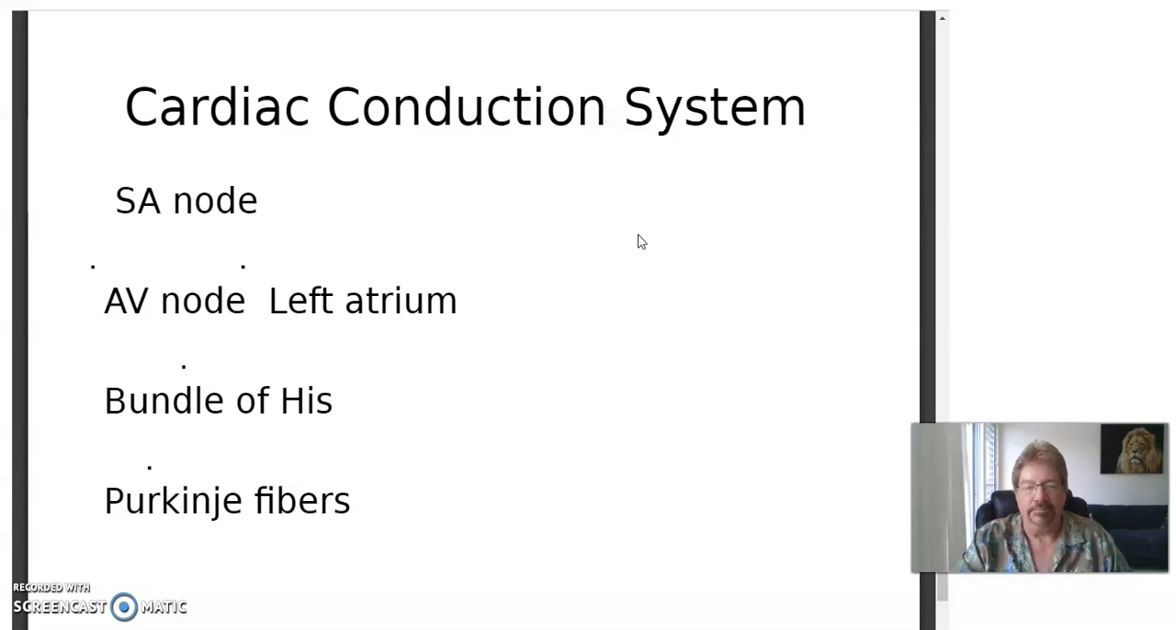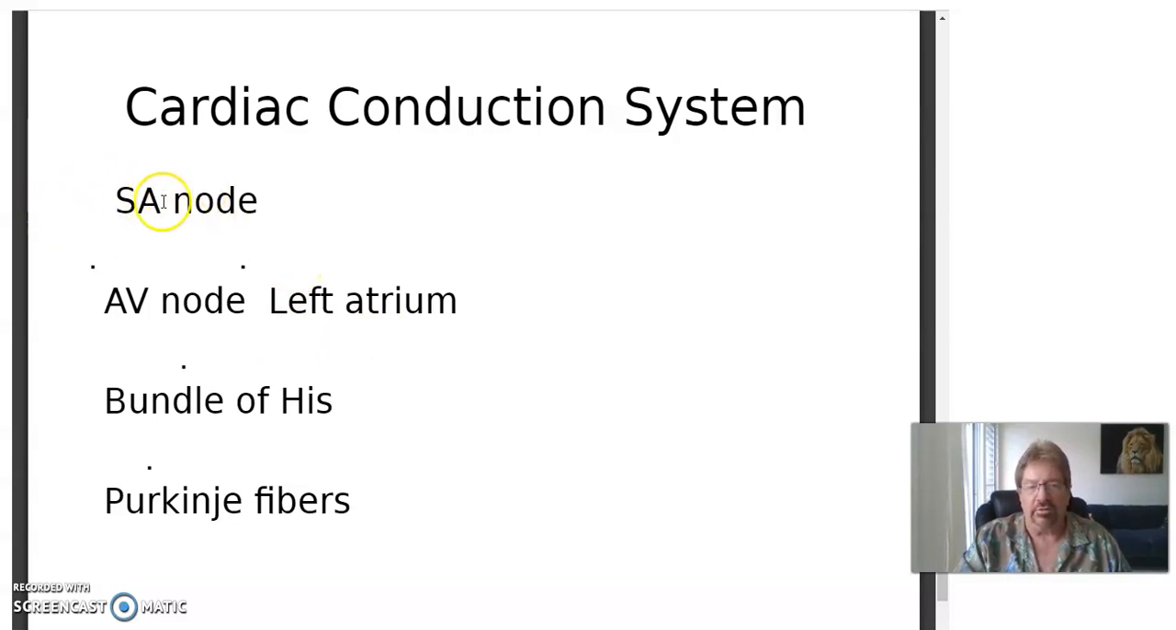Okay, all right, cardiac conduction system. Again, myocardial muscle, heart muscle, beats all by itself. But it has to have a nerve signal, electrical type signal, in order to regulate it. And that's what this cardiac conduction system is all about. Here's the parts to it.